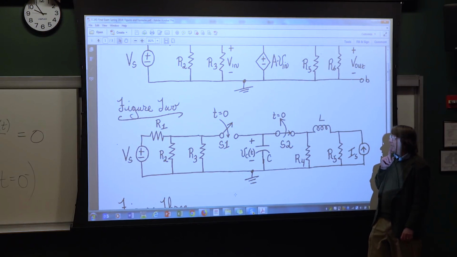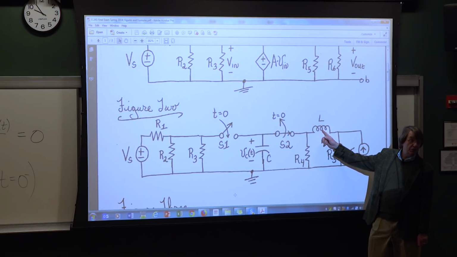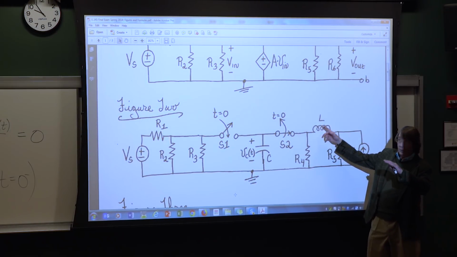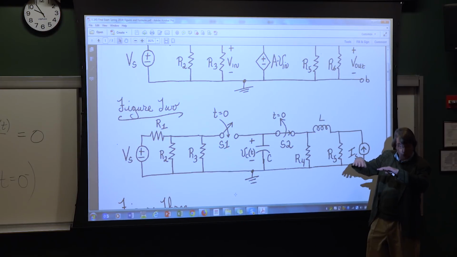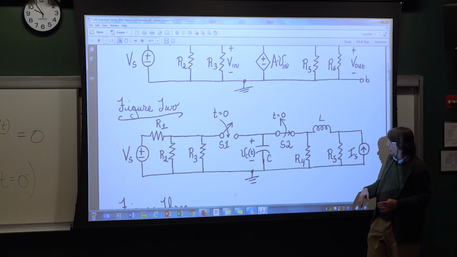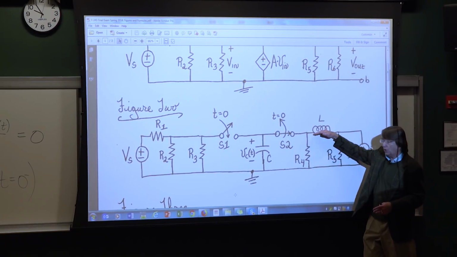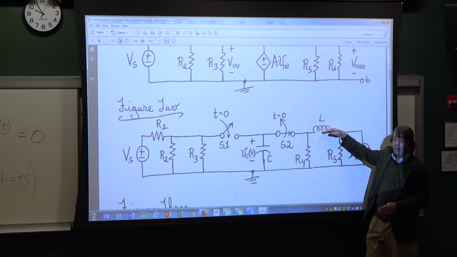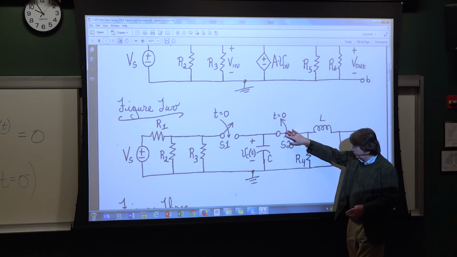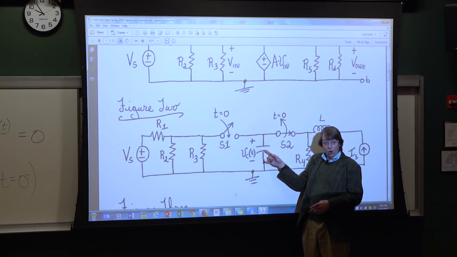But now there's something even more beautiful. That inductor is a short circuit because the problem says it's been this way for a long time. So I'm going to redraw this circuit in my solutions, where I'm going to see a current source, R5, R4, and just a wire up here. And correspondingly, this switch is closed. I now get to the capacitor. It's open circuit.